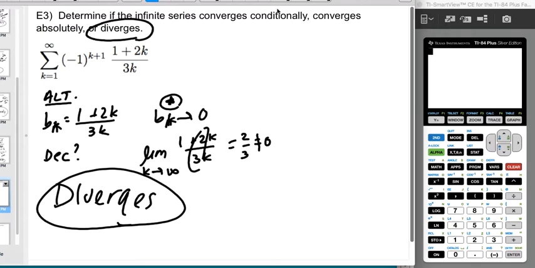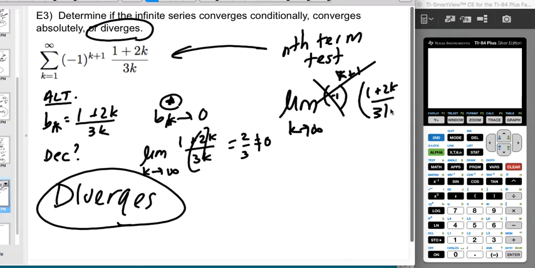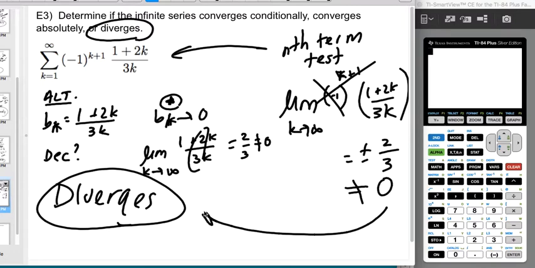So this thing diverges. And essentially, I could cheat and basically use the nth term test for divergence, because I could look and say, as k approaches infinity, I don't care about this part, but this part is going to 2/3, so it doesn't matter if this is negative or positive as k approaches infinity. I'm going to end up getting either a positive or a negative 2/3. Either way, it's not 0, so the thing diverges.